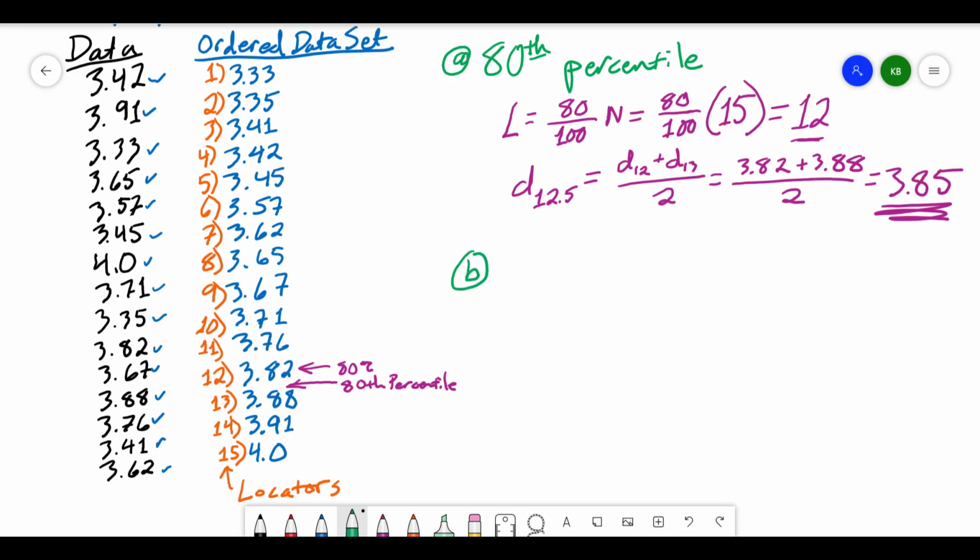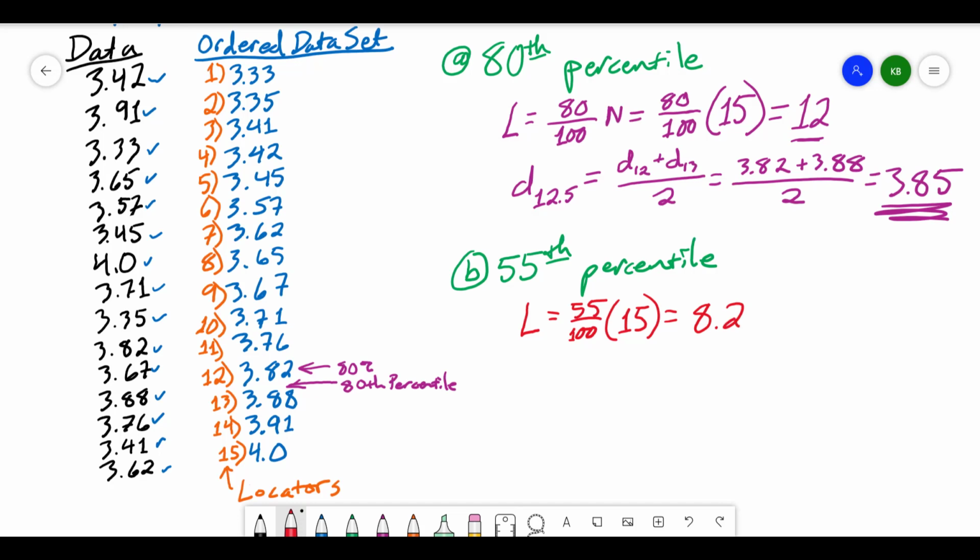Now, let's look for the 55th percentile. So similarly with this one, we're going to find our locator by doing 55 divided by 100 times 15. Now when we multiply and divide this, we're going to end up getting 8.25. So we have a locator value of 8.25, so a little bit more than 8. So 55% falls in here.